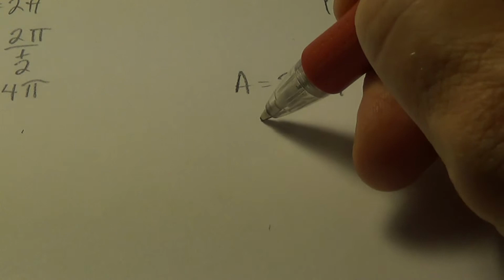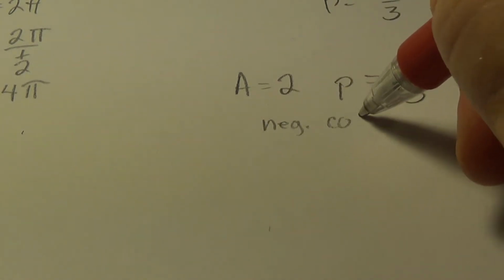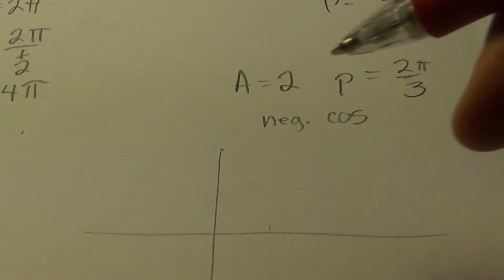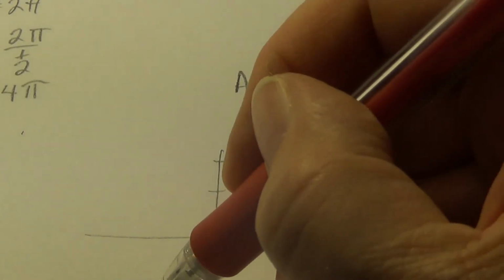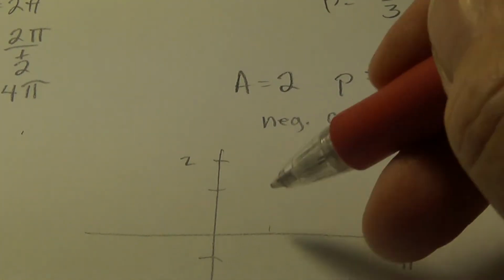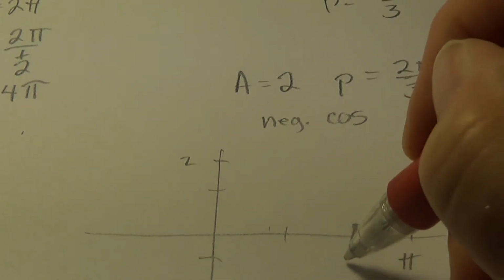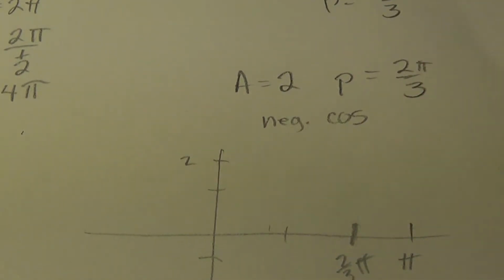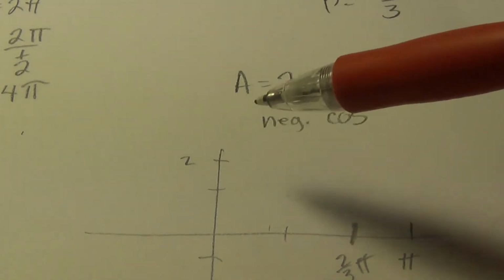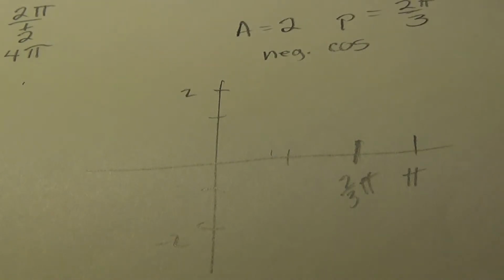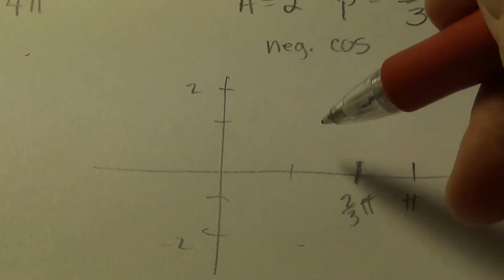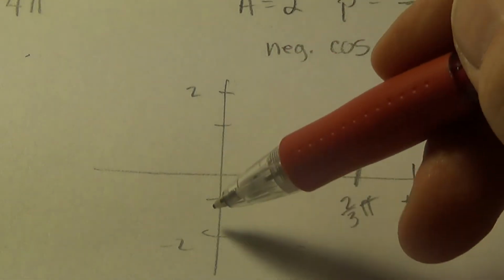And we have to remember that this is a negative cosine curve. All right, so to draw that up, I start and I'm going to go up to 2 and down to -2 this time. And 2/3 pi, if I call this pi, about 2/3 of the way over, I'll call that 2/3 pi.